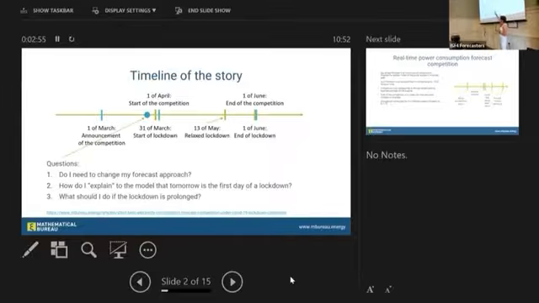If we go back to the end of March, there were 3 questions in my head. Do I need to change my forecast approach? How do I explain to my model that tomorrow is the first day of a new reality? And what do I do if these lockdowns are prolonged? The goal of my presentation is to answer these 3 questions based on the experience I had with this competition. The details are published in my scientific blog and available online. It contains a lot of details and could be interesting for electricians.